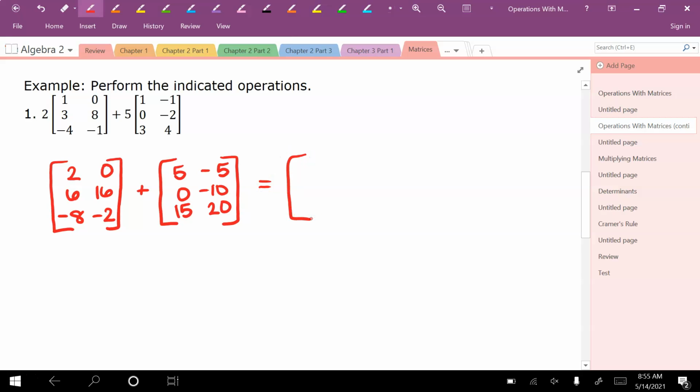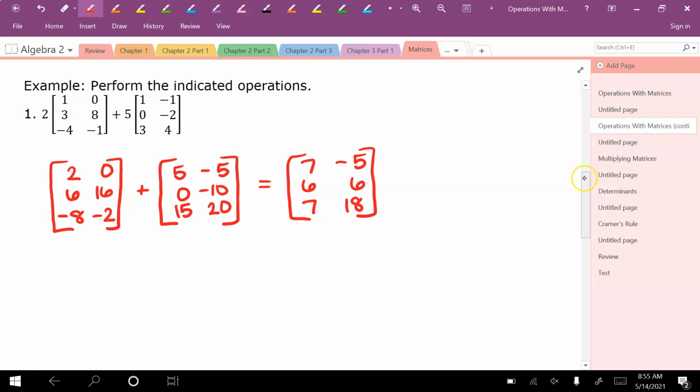So 2 plus 5 is 7. 0 plus -5 is -5. And we're just going to keep adding those matching terms together inside of this matrix. So I got 7, -5, 6, 6, 7, 18.